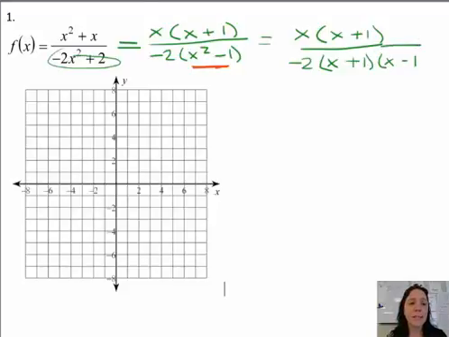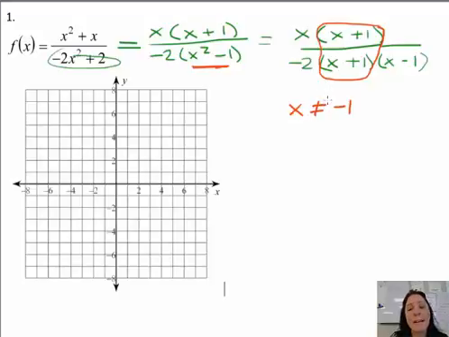And that means that I do indeed have a hole in this graph. I have a hole in this graph because I have a factor that is common to the denominator and the numerator. So I know that my disallowed value of x here is negative 1. That's where my hole is going to be. But I also have some other disallowed values.